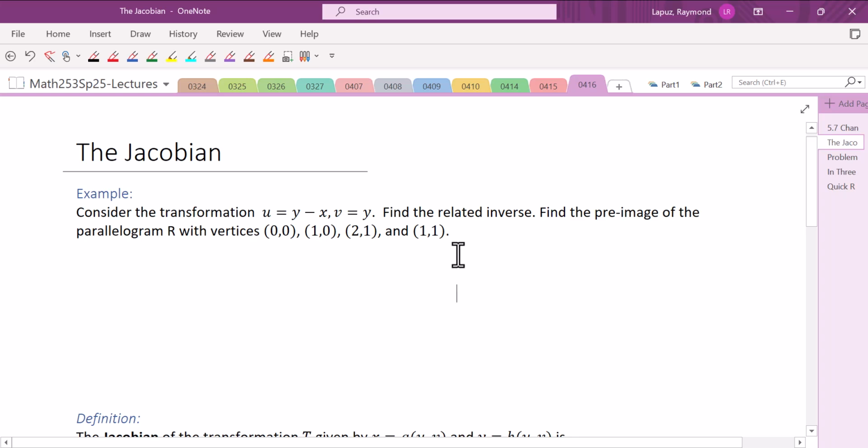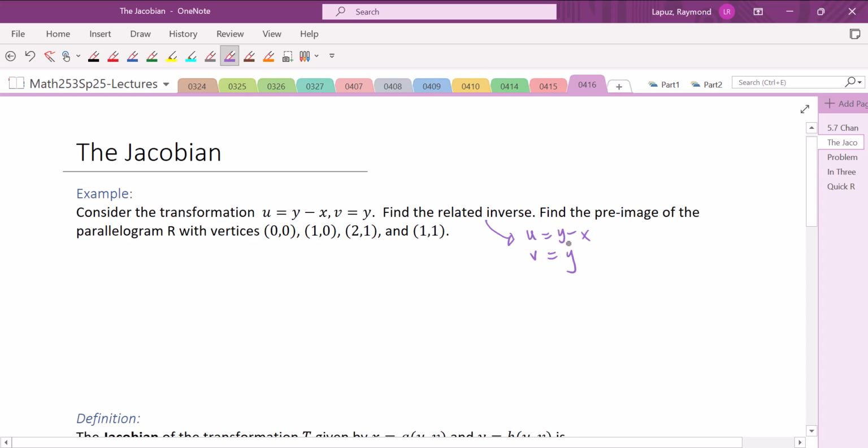All right. So the way this problem is now stated in this example, we consider this transformation u is equal to this and find the related inverse. So let's find the related inverse first. Just like what we did, we're going to want to write this in terms of x and y. Right now u is equal to something and v is equal to something. We're going to want to write it as x and y. So let's rewrite this. u is equal to y minus x and v is equal to y.